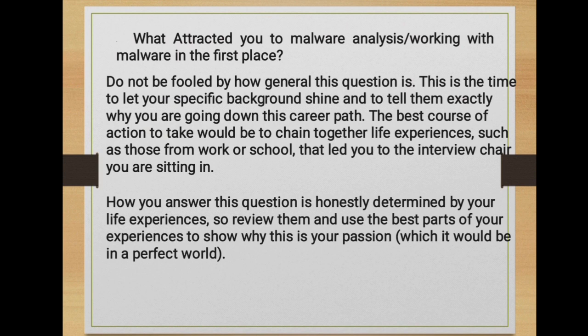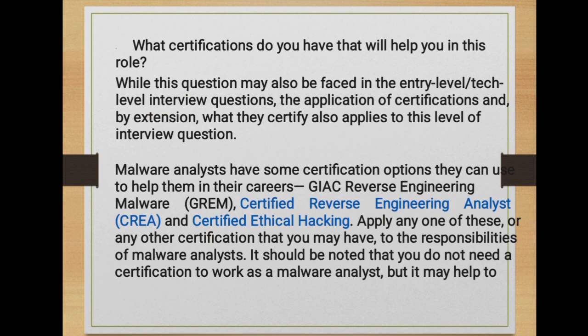So how you answer this question is honestly determined by your life experiences. So review them and use the best parts of your experiences to show why this is your passion. What certifications do you have that will help you in this role? So basically certifications are not mandatory. Every interviewer may ask the question like what are the certification or related study you have done. Okay, it is just to see how you are related to this particular profession.